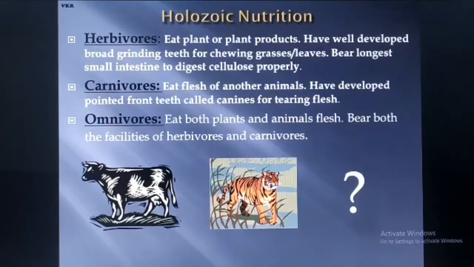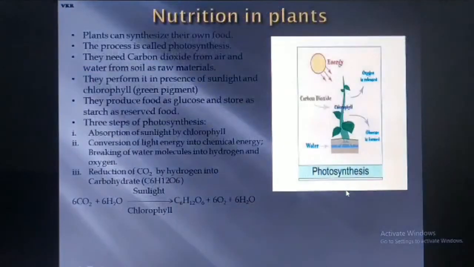Well, omnivores, since they eat both plants and animal flesh, bear the features of both herbivores and carnivores. Apart from that, think about their small intestine. Well, you can see the figure here. Which category does this belong to, and what would you feel here? Well, let's see the other thing.